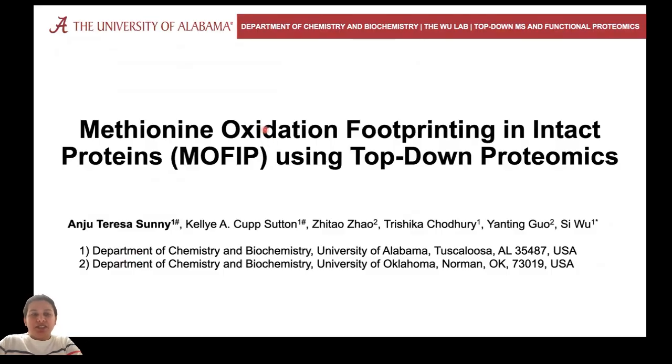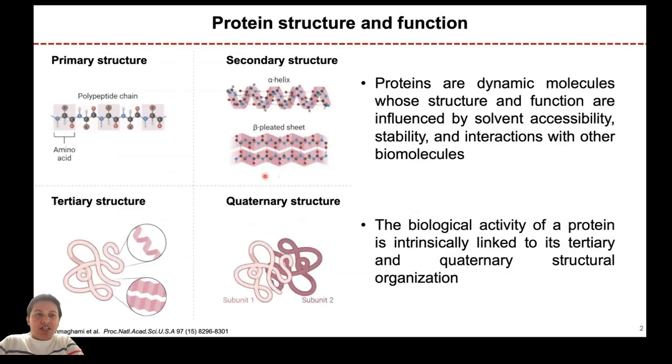So today I will be presenting our recent paper, Methionine Oxidation Footprinting in Intact Proteins, abbreviated as MOFIP, using top-down proteomics. As we know, proteins are dynamic molecules whose structure and functions are influenced by solvent accessibility, stability, as well as interactions with other biomolecules. And proteins have 4 levels of structural organization. The biological activity of a protein is intrinsically linked to its tertiary as well as the quaternary structural organization.